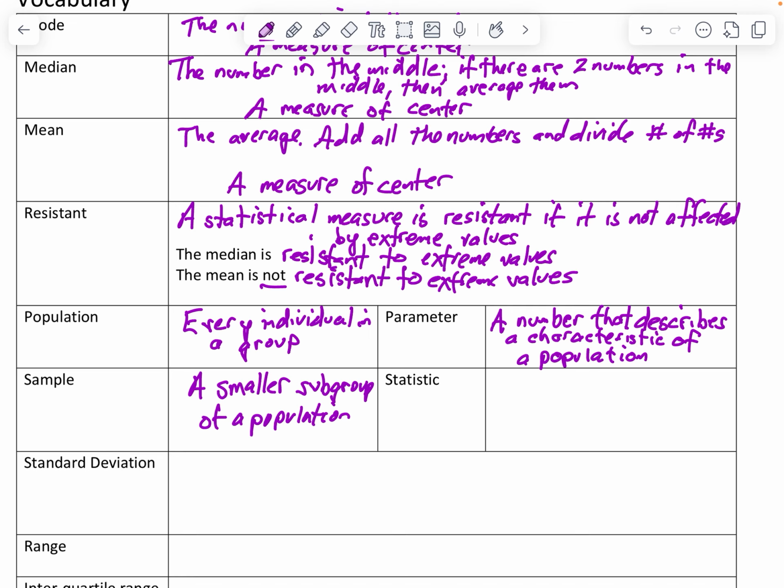Now, I might not be able to find out the height of everybody to find out the average height. So if I pick a smaller group of 10 students here, 10 students there, 10 students here, that's called a sample. And if I find their average height, that's called a statistic. So a statistic is a number that describes a characteristic of a sample.